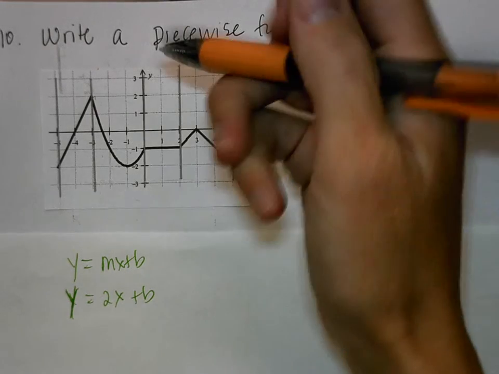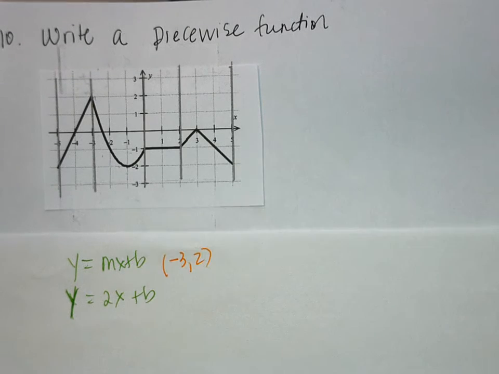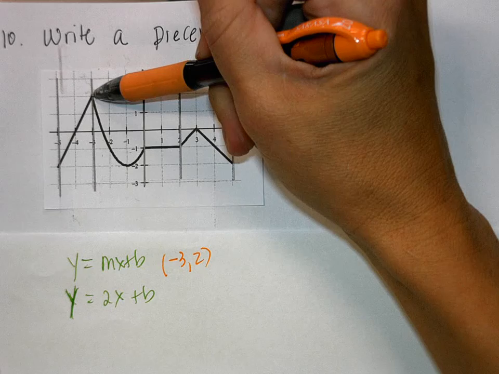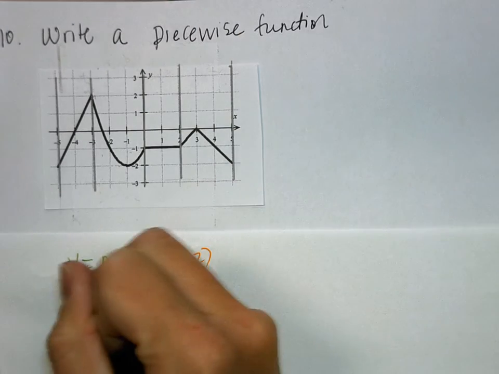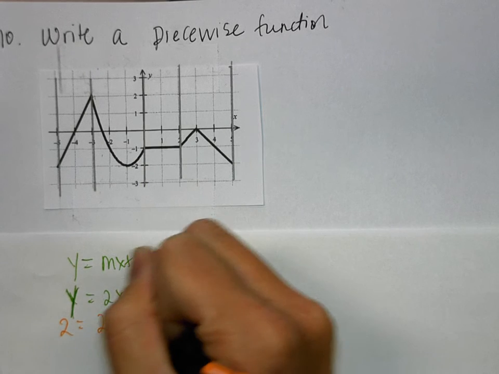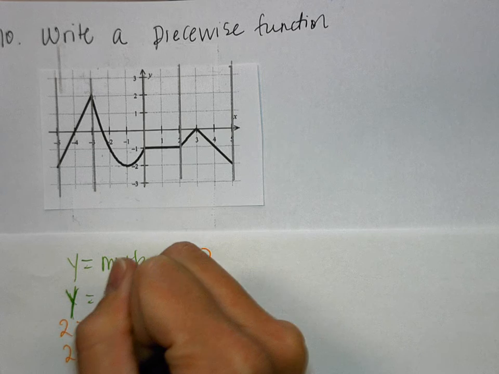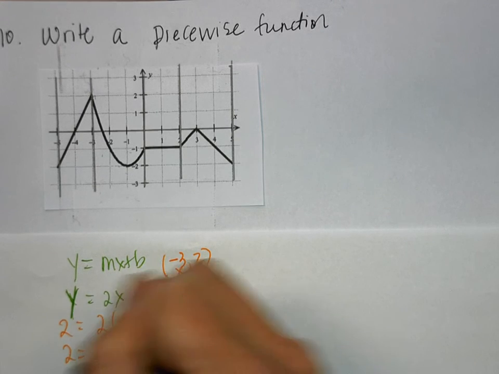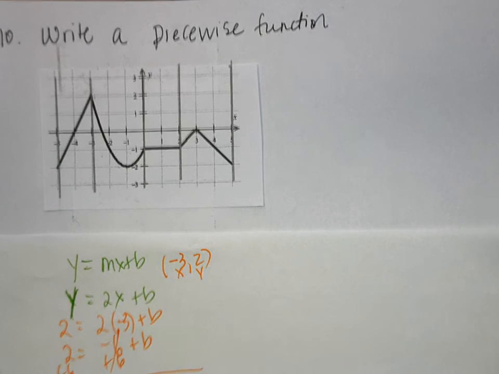Okay, a point we can plug in is at -3, 2. See this point right here? -3, up 2. There's an exact point there. So I'm going to plug this in for x and y. I get 2 equals 2 times -3 plus b. 2 equals -6 plus b. Add 6 to both sides. 8 equals b.